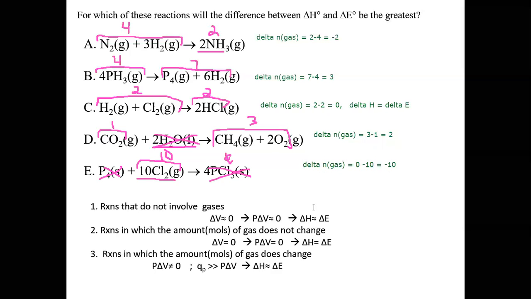So now you look to see which one had the greatest difference in the moles of gas. In this case it's E, so E would have the greatest difference between delta H and delta E. It still won't be much difference, but it'll have the greatest among all of these listed. And C would be where delta H equals delta E. The question could have asked which one is where delta H equals delta E. That's when the change in the moles of gas is 0.